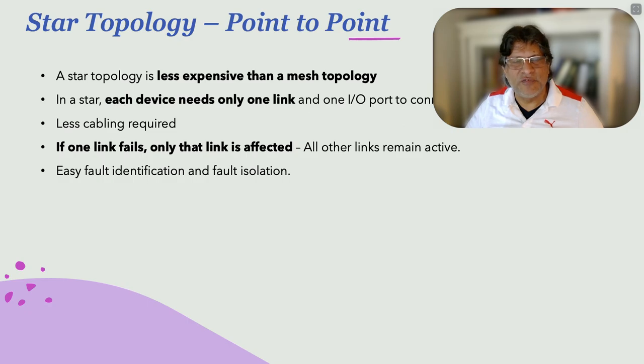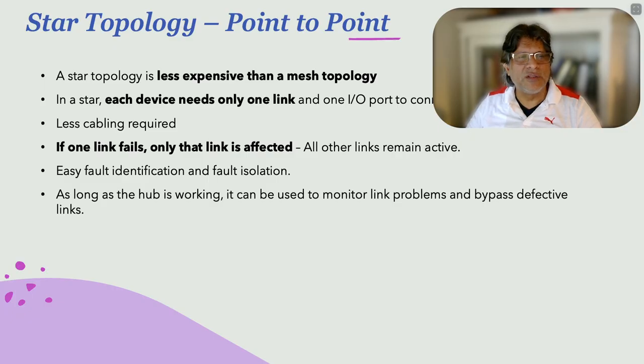Easy fault identification and fault isolation is possible, of course, because most of the hubs and switches usually will have a light indicating if there's connectivity. If there is an issue, it will either go red or no lights at all, indicating the connectivity is missing. As long as the hub or the switch is working, it can be used to monitor link problems and bypass defective links.